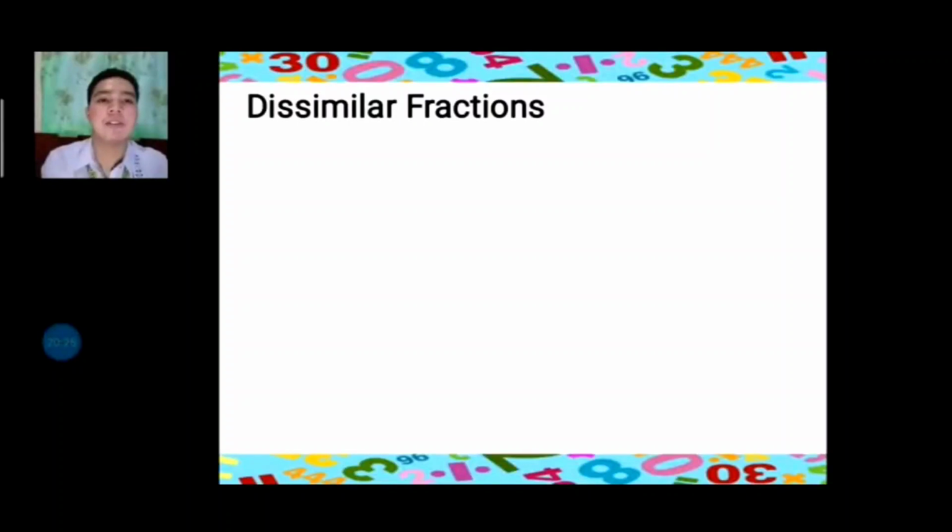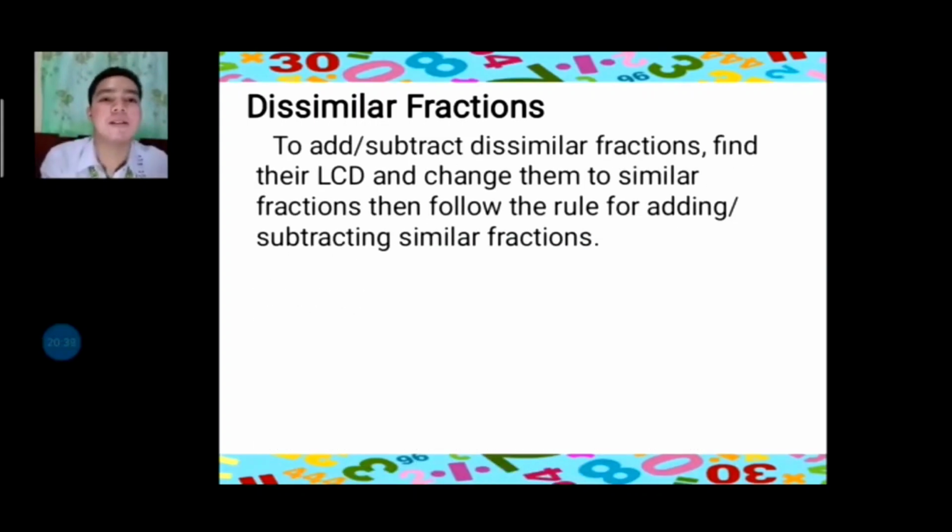Now let's proceed to dissimilar fractions. If the given is dissimilar fractions, this will be your process. To add or subtract dissimilar fractions, you have to find their LCD and change them to similar fractions, then follow the rule for adding or subtracting similar fractions. Since we have dissimilar fractions, you have to change them to similar, then proceed to the rule of adding and subtracting similar fractions.